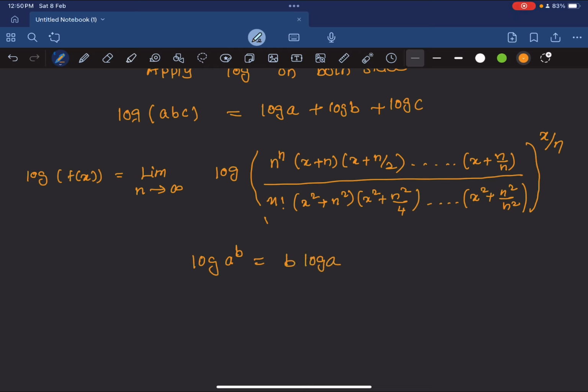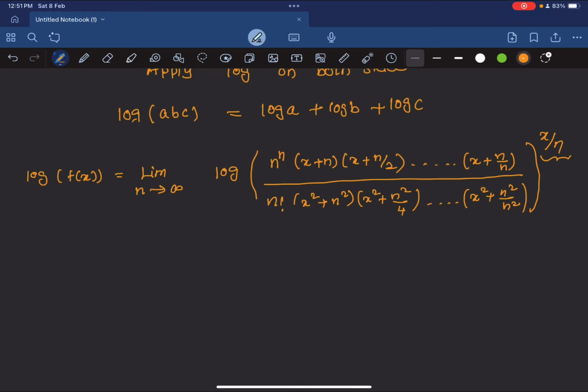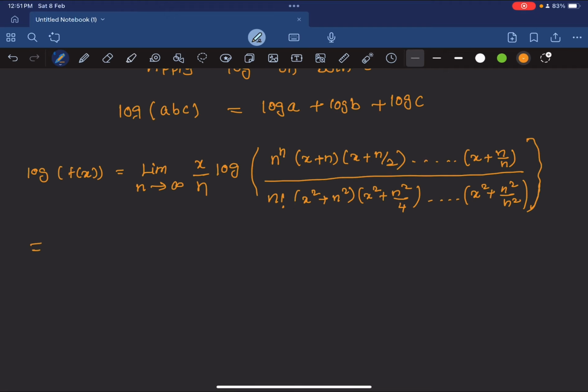So now this whole quantity is your a and this is your b. So if you apply that formula, this x to the power n will come here. This x by n comes here. Alright. So now we have this particular thing. Now let us simplify it further.